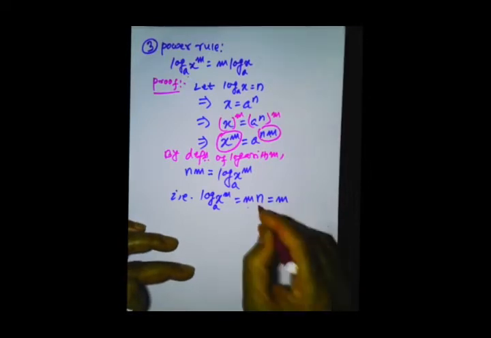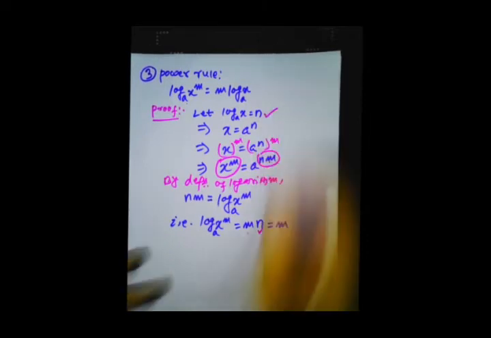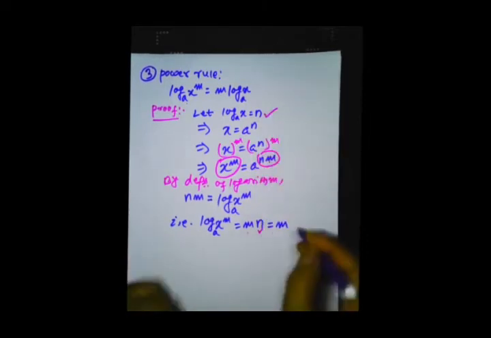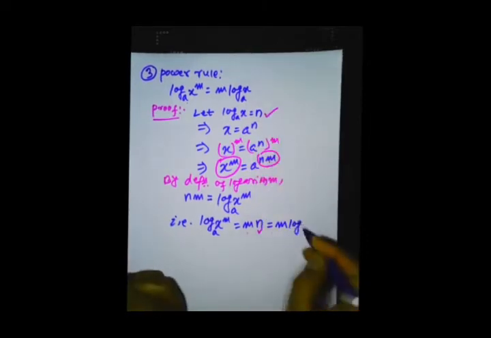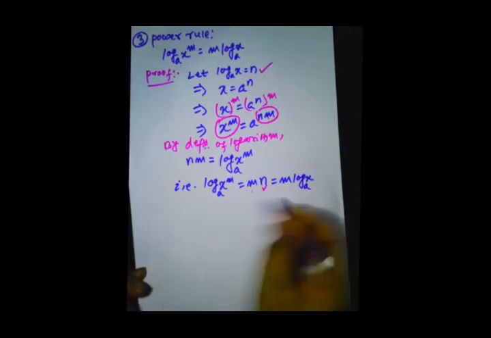equals m times, what is n then? We have just supposed here that n is log a x. So n is in fact log a x. So in place of n we can write log x and the base is a. So therefore it is proved.